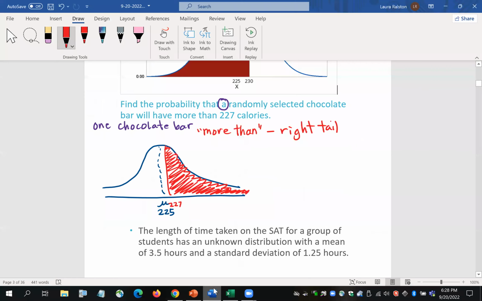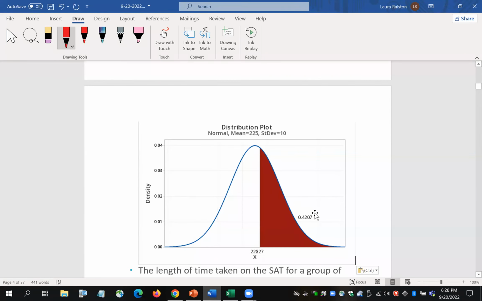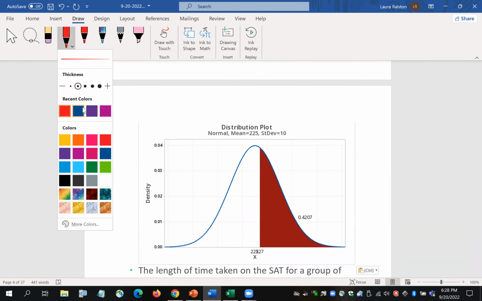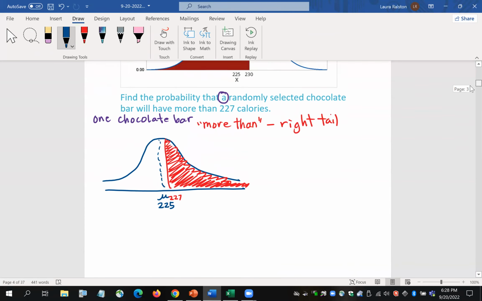And I'm going to copy it again over to the document so you guys can see it. And again, what you're looking for is this value that's kind of hanging in the space that represents the red shaded region. So it's 0.4207. So there's about a 42% chance that a randomly selected chocolate bar will have more than 227 calories.